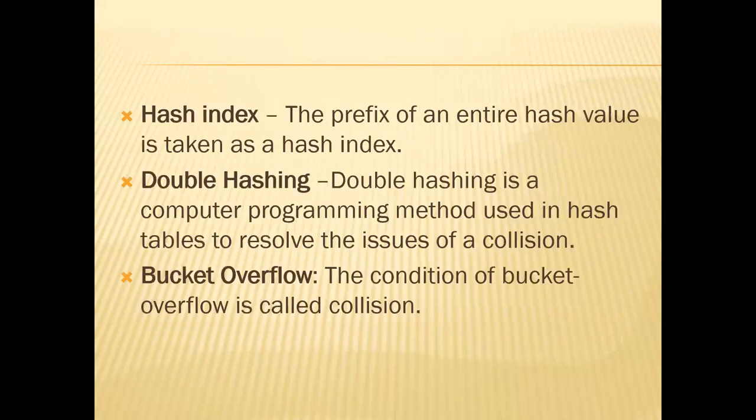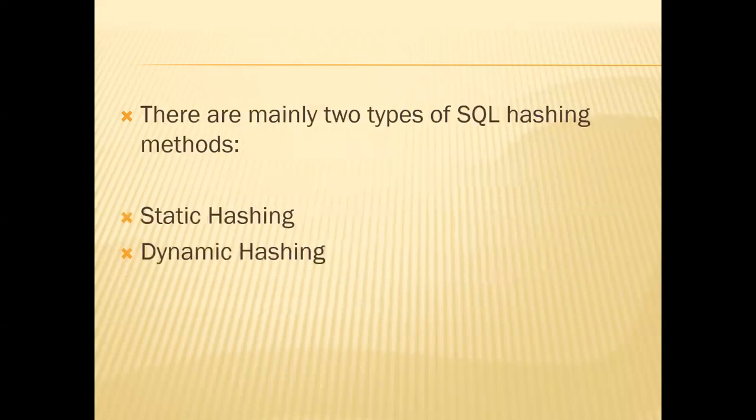Hash index is a prefix of an entire hash value. And double hashing is a computer programming method used in hash tables to resolve the issues of collision. And bucket overflow is a condition of a bucket. It is a condition which is also called a collision.